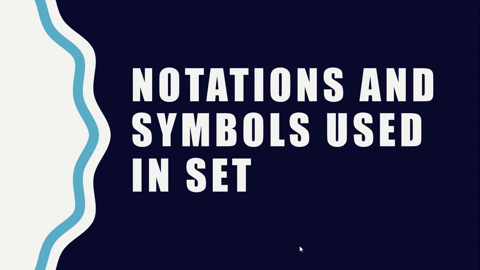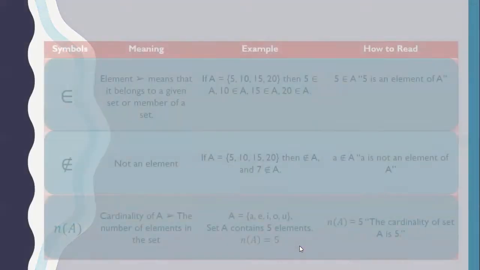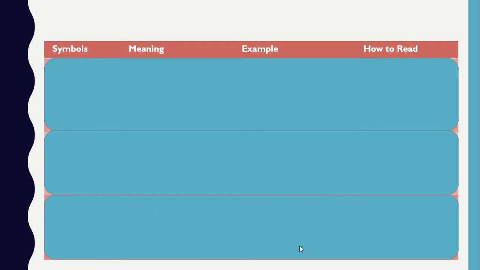Part 2 comprises the lesson, notations, and symbols used in set. There are so many notations and symbols used in set. I hope that you will listen well and have a good understanding of our lesson so you won't be confused by what you see or read in your module. So, let's go! In this lesson, you will notice that we have four parts. We have the symbol, the meaning of the symbol, an example, and the last one is how to read it with the symbol.